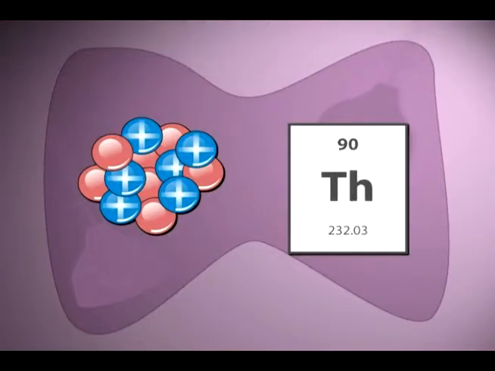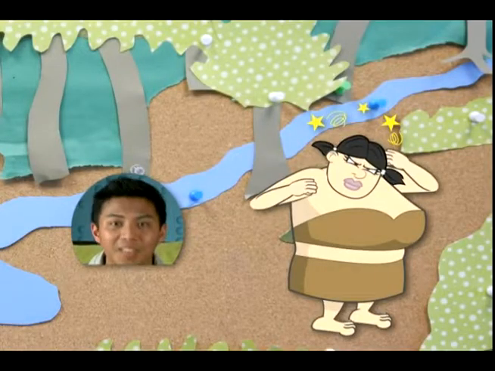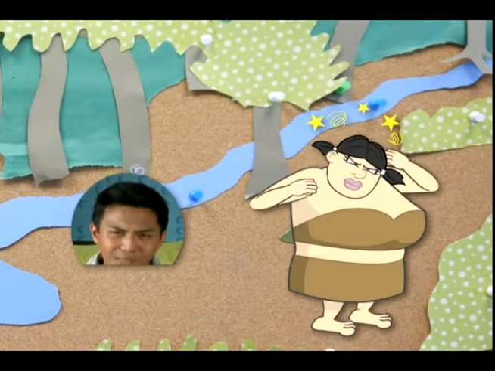Alpha particles are pretty heavy for their size, so they don't travel very far once the nucleus spits them out, only about an inch. This kind of radiation won't hurt you as long as it's coming from outside your body. It's not even strong enough to break through your skin.